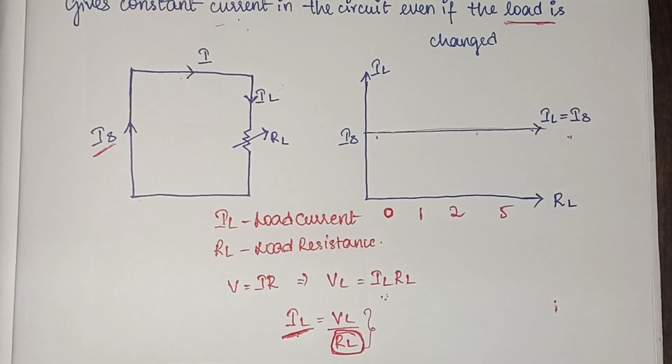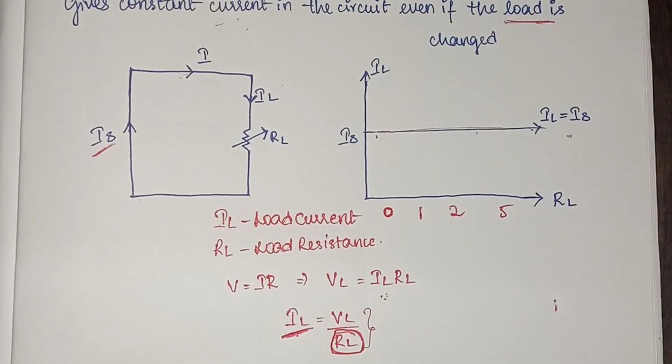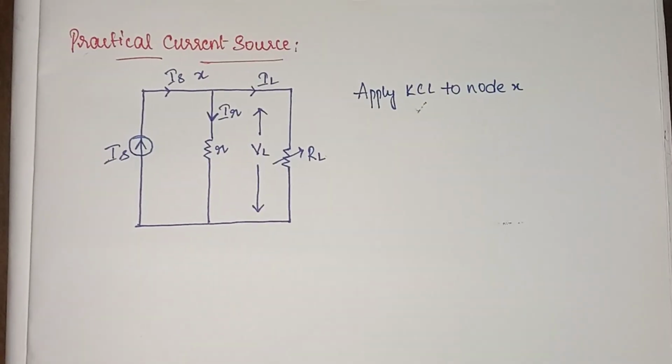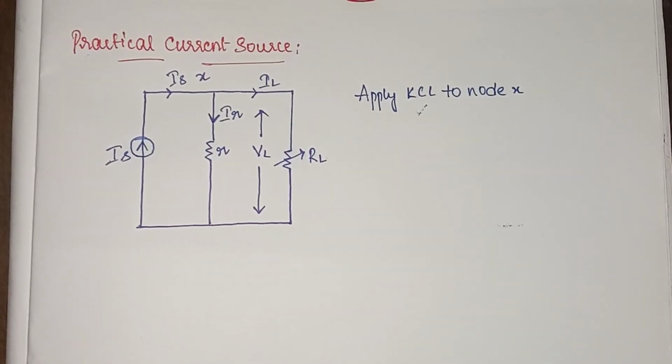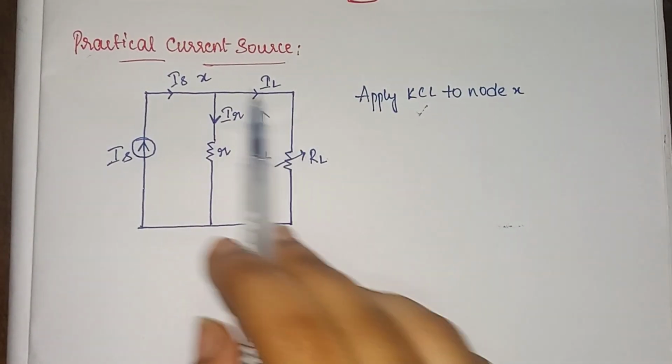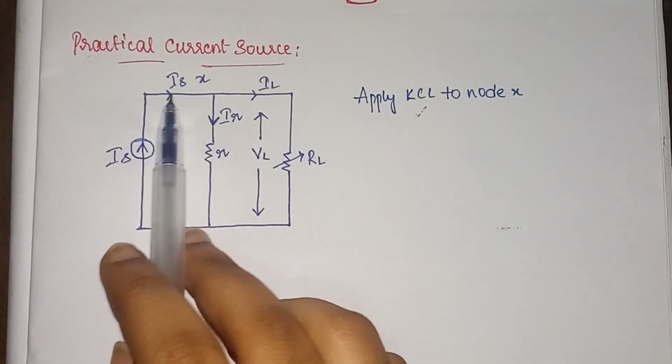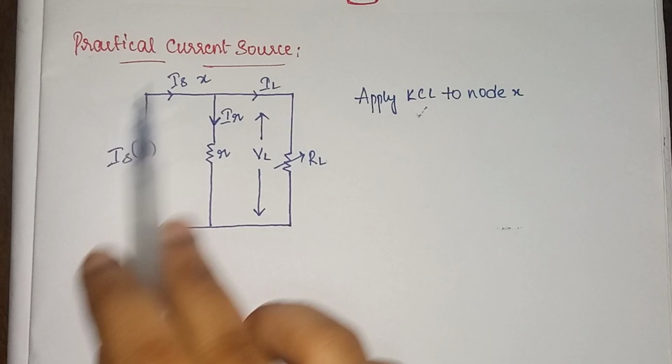So let's deal with the practical current source now. So now let's see practical current source. So this is the circuit, this is the source current which I am having, and the current is flowing throughout this circuit.